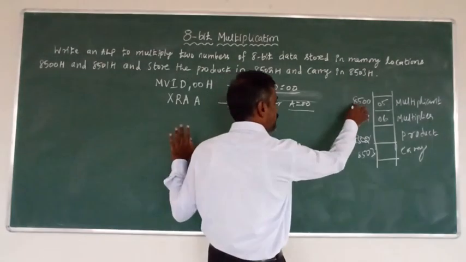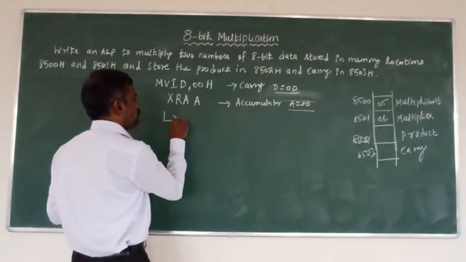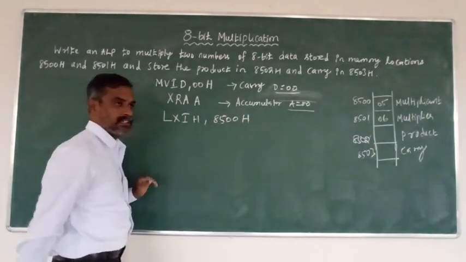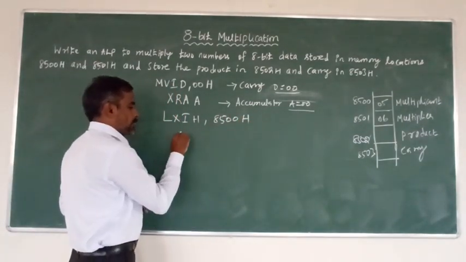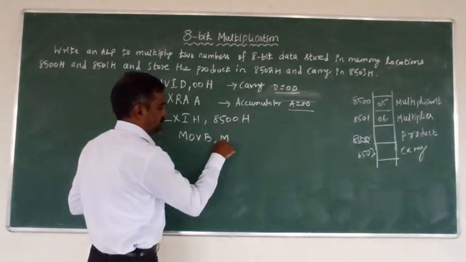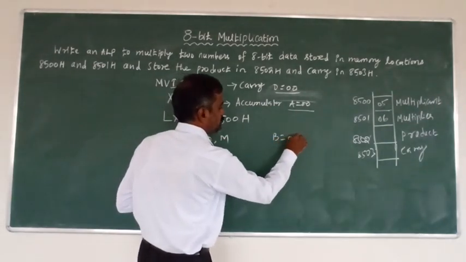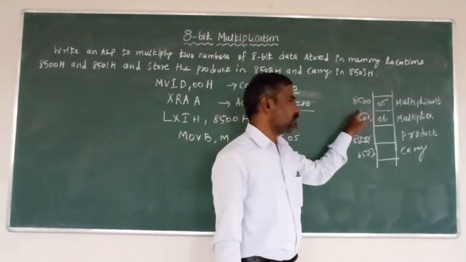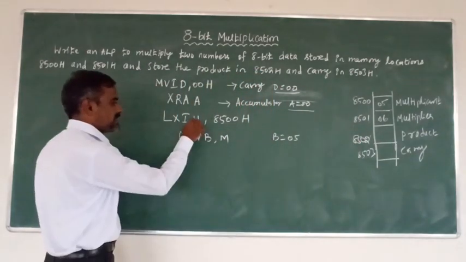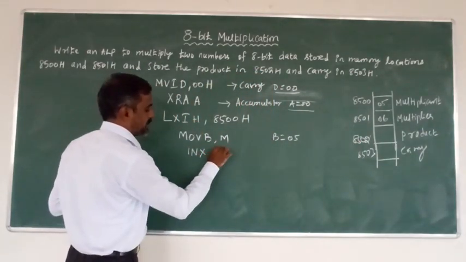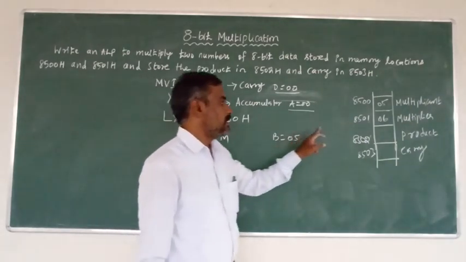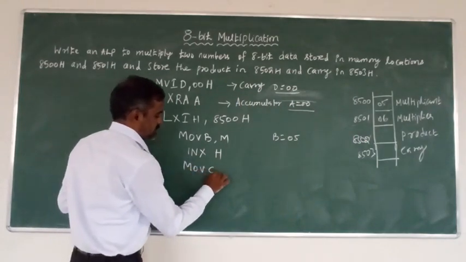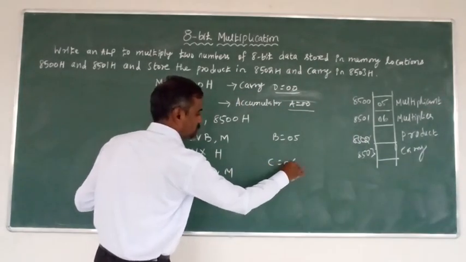Load data 1 from address 8500. For that we can use LXI H, 8500H. First data to move to B register: MOV B, M. Now B equal to 05. Next, load the second data. For that, increment the memory address in HL with INX H. The second data is available at 8501. Now move it to the C register: MOV C, M. Now C equal to 06.